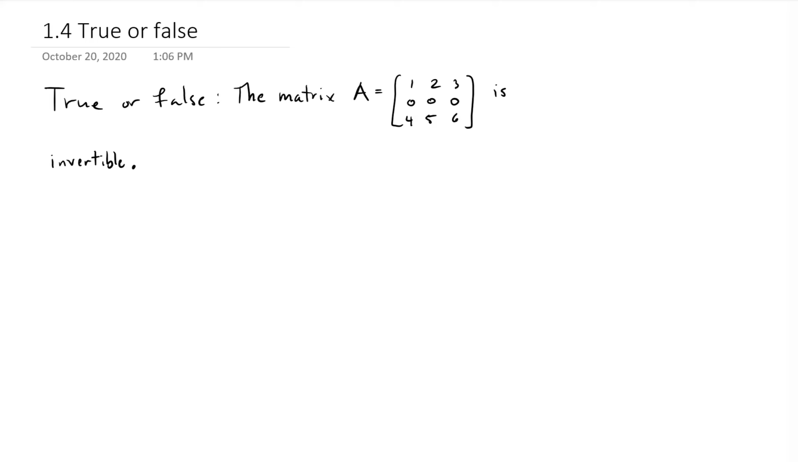This is a simple true or false question. The matrix A, 1, 2, 3, 0, 0, 0, 4, 5, 6 is invertible. Try to think about how you want to answer and how you want to justify. Pause and come back.